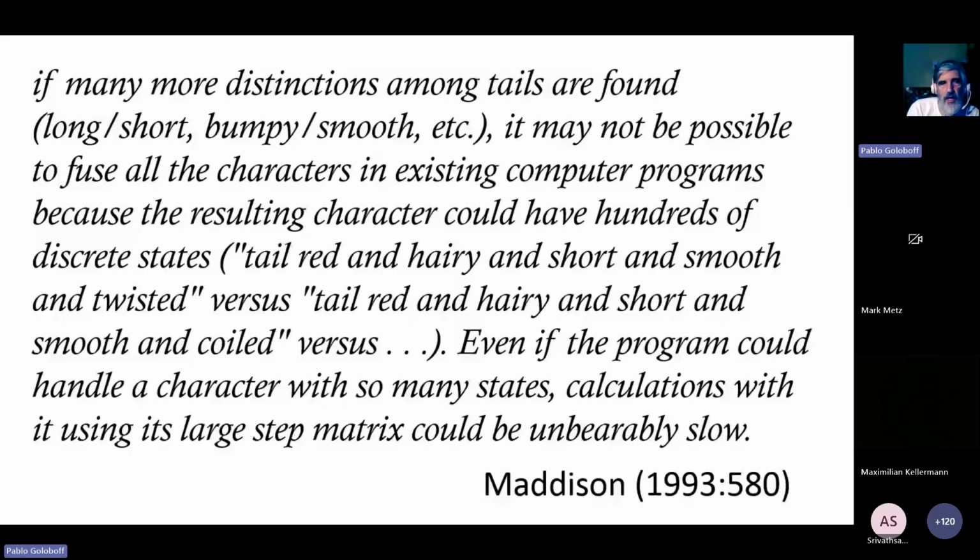That is to say, tail red and hairy and short and smooth and twisted versus tail red and hairy and short and smooth and coiled versus etc. etc. Even if the program could handle a character with so many states, the calculations with it using its large step matrix would be unbearably slow. So this is a problem that Madison pointed out in '93, and it is a practical problem, not a theoretical problem.